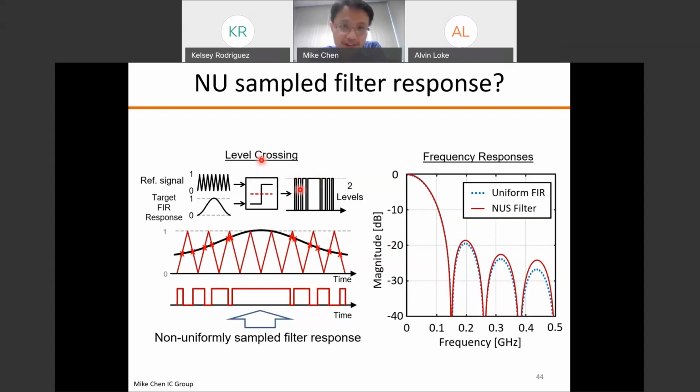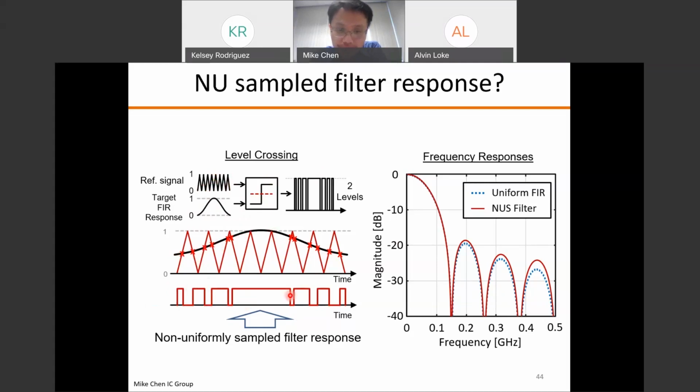So as you can see here, you can imagine this is like a level crossing quantizer, right? And then instead of sampling the input, I'm going to sample the filter response. So here, for example, he's trying to synthesize the impulse response like this, and then he's going to do the comparison with this triangle wave. So basically what we are doing is that we are non-uniformly sampling the filter response. You can see this red cross point, right? From those sample points, we turn into this non-uniform waveform, right?